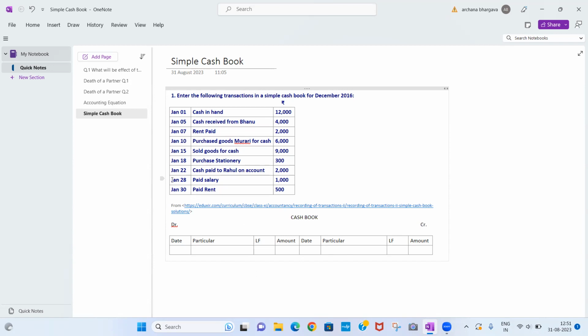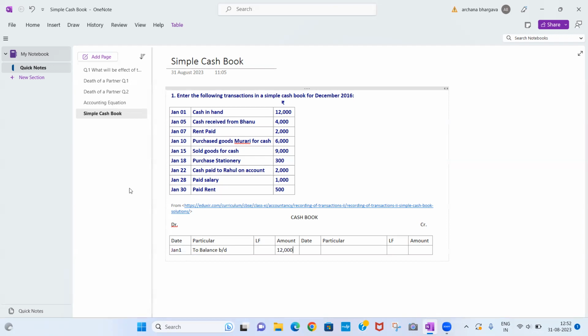The first transaction says cash in hand rupees 12,000. So the date is what? It is January 1st. Now as we move into the particulars, it's cash in hand, so it's a balance of the previous year. So it's a balance, as you all know, what? Balance brought down. Ledger folio is not in use. So balance brought down is 12,000 rupees.